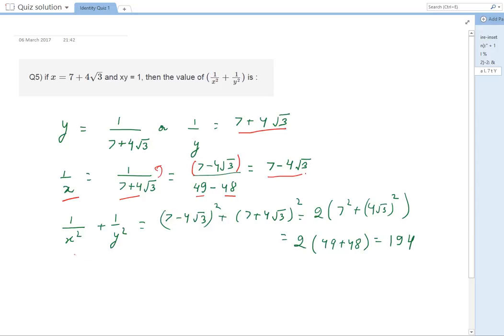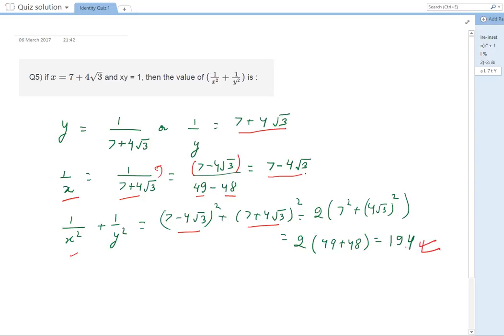And hence, now you need to just add 1 by x square plus 1 by y square, which is (7 minus 4 root 3) square plus (7 plus 4 root 3) square. Here again, we can use the relationship of (a minus b) square plus (a plus b) square, which is equal to 2(a square plus b square). And using that, you get the answer, which is 194.